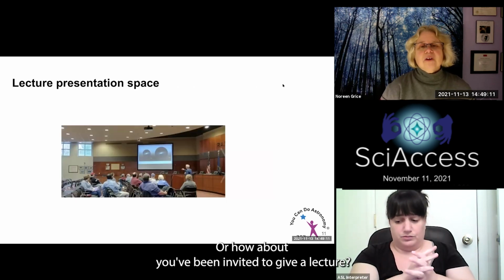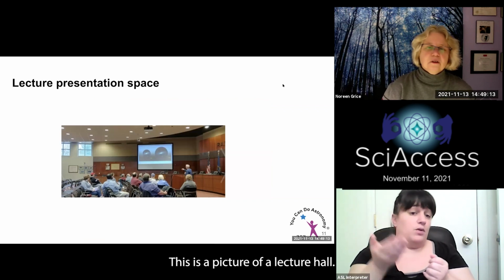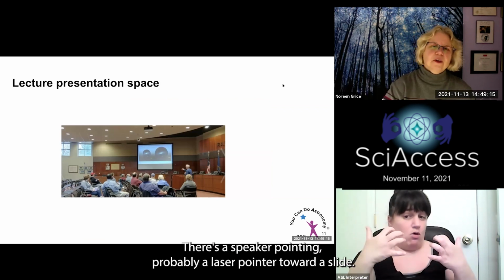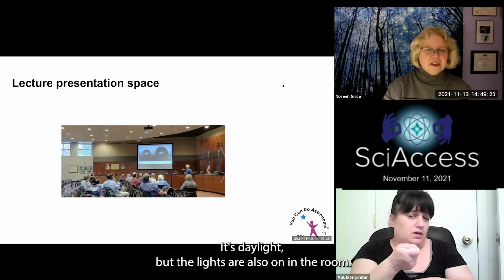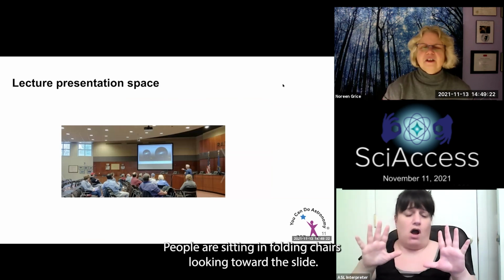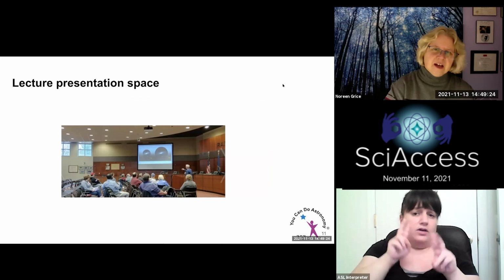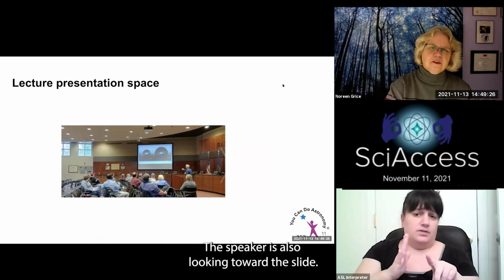Or how about you've been invited to give a lecture? This is a picture of a lecture hall. There's a speaker pointing probably a laser pointer toward a slide. It's daylight, but the lights are also on in the room. People are sitting in folding chairs looking toward the slide. The speaker is also looking toward the slide.